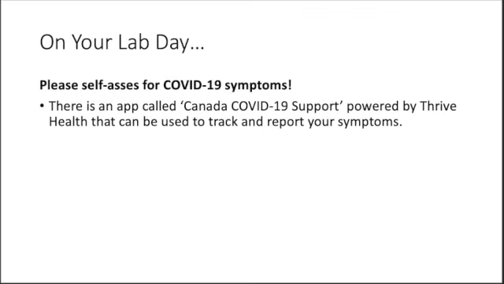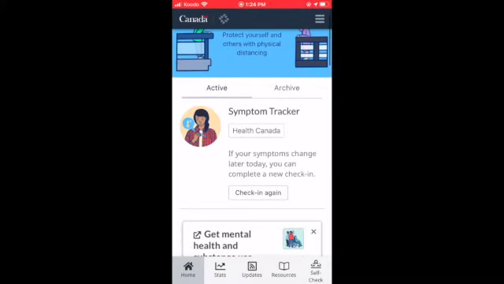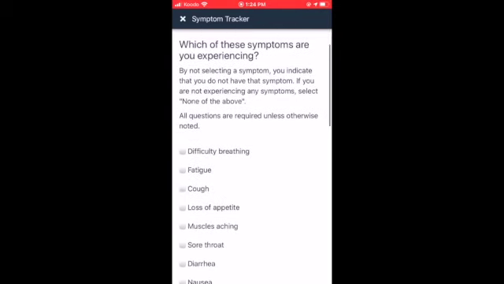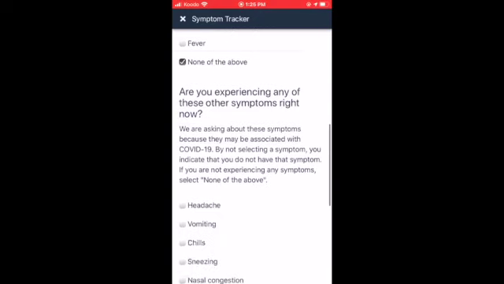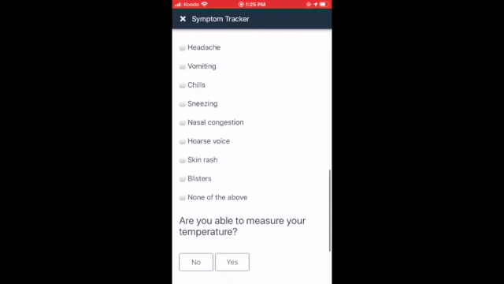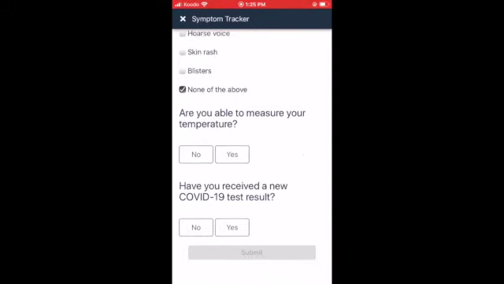On the day of your lab, we ask that you please self-assess for COVID-19 symptoms. This is to make sure everybody in our program, including students and instructors, stays safe. To check your symptoms and track them, you can download an app called Canada COVID-19 Support, powered by Thrive Health. This gives you common symptoms of COVID-19 and allows you to do a symptom tracker the morning of your lab. It also allows you to input your temperature once you are able to get the temperature measured in lab. However, you can look at your symptoms prior to getting to campus, and we highly recommend it.